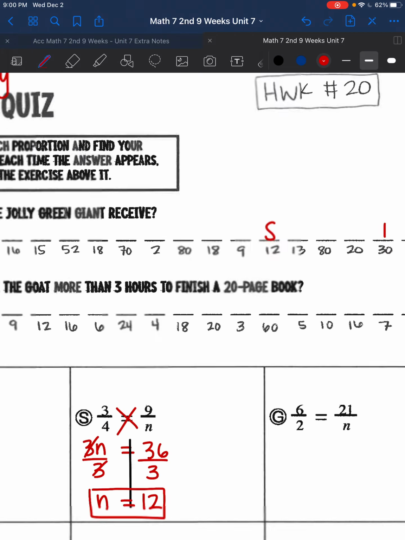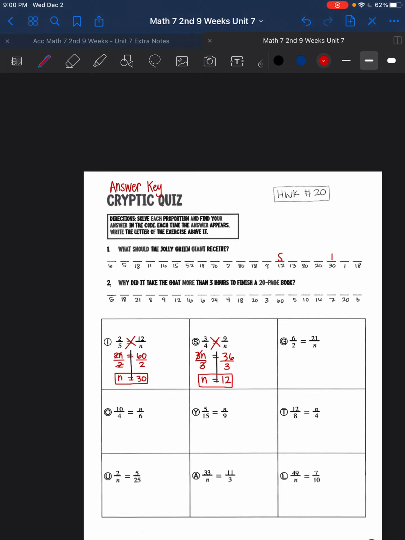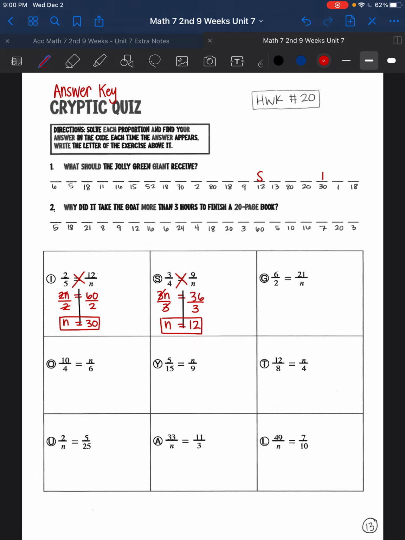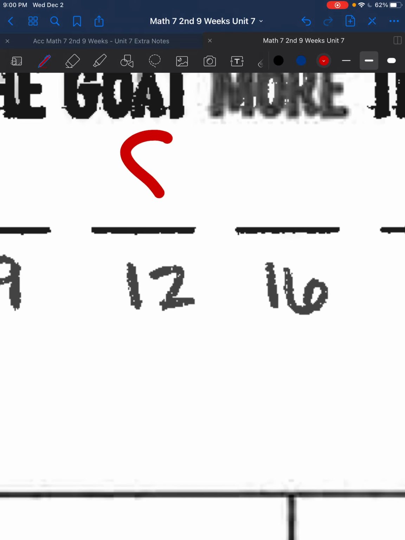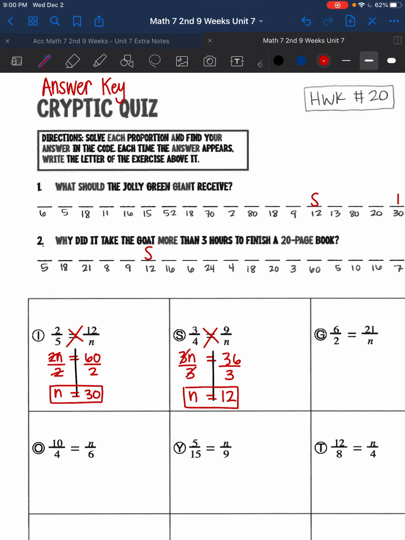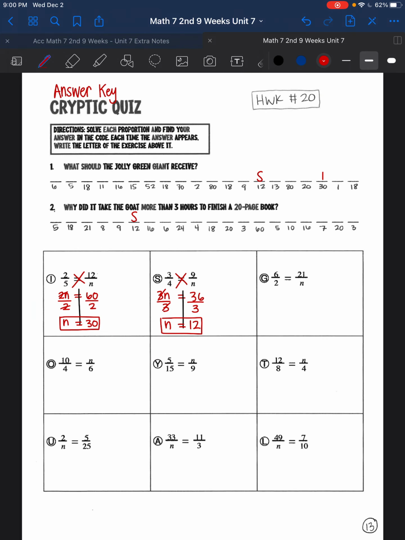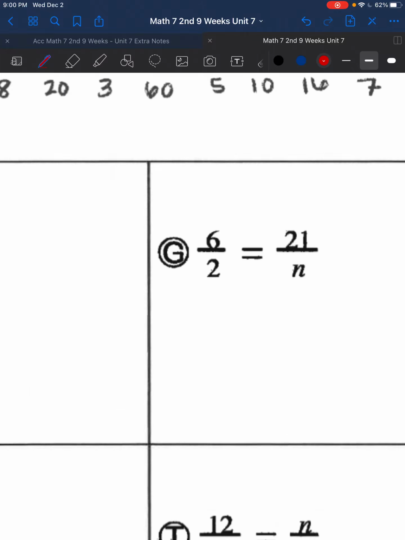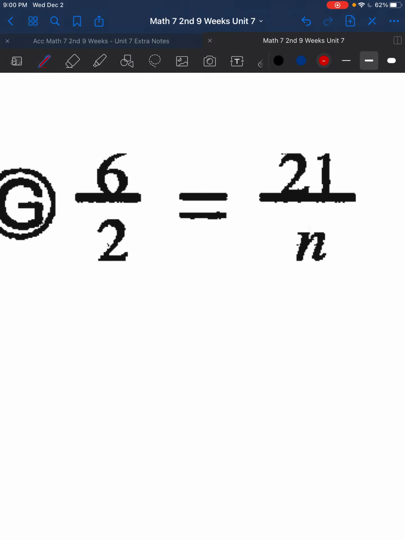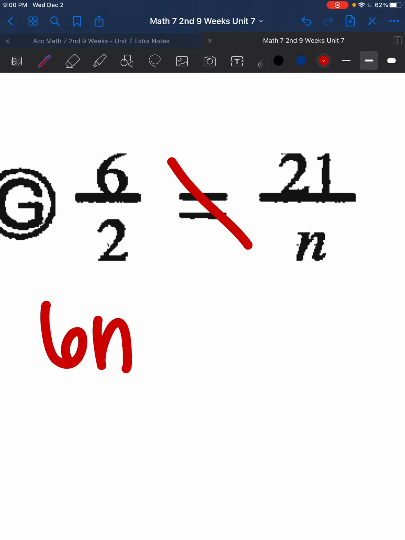So anytime I see a 12, I'm going to put an S. So I see a 12 right here. That's an S. That's the only 12 I see there. But here's a 12. Is there any other 12? I don't think so. Moving on to G.